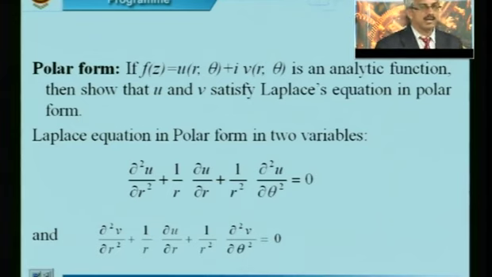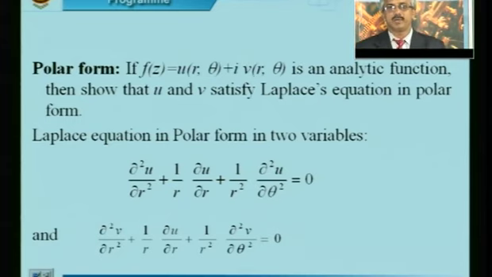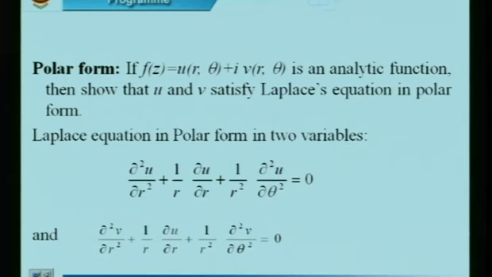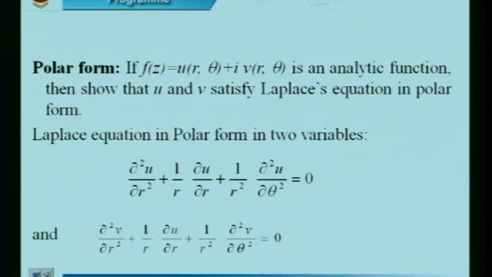Then we consider the same result for the polar form. If f(z) = u(r, θ) + i v(r, θ) is an analytic function, then show that the real part u and imaginary part v satisfy the Laplace equation in polar form. The Laplace equation in polar form I have given here, for u and v.